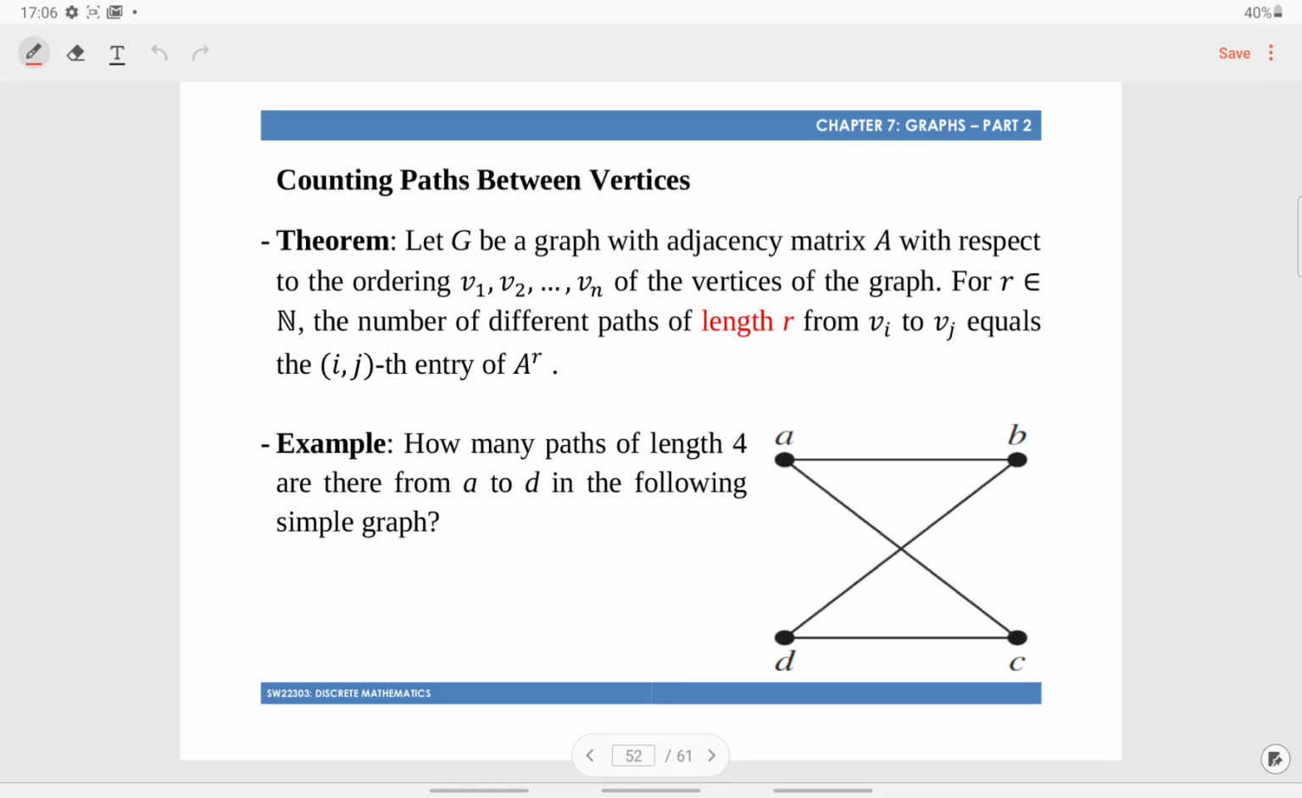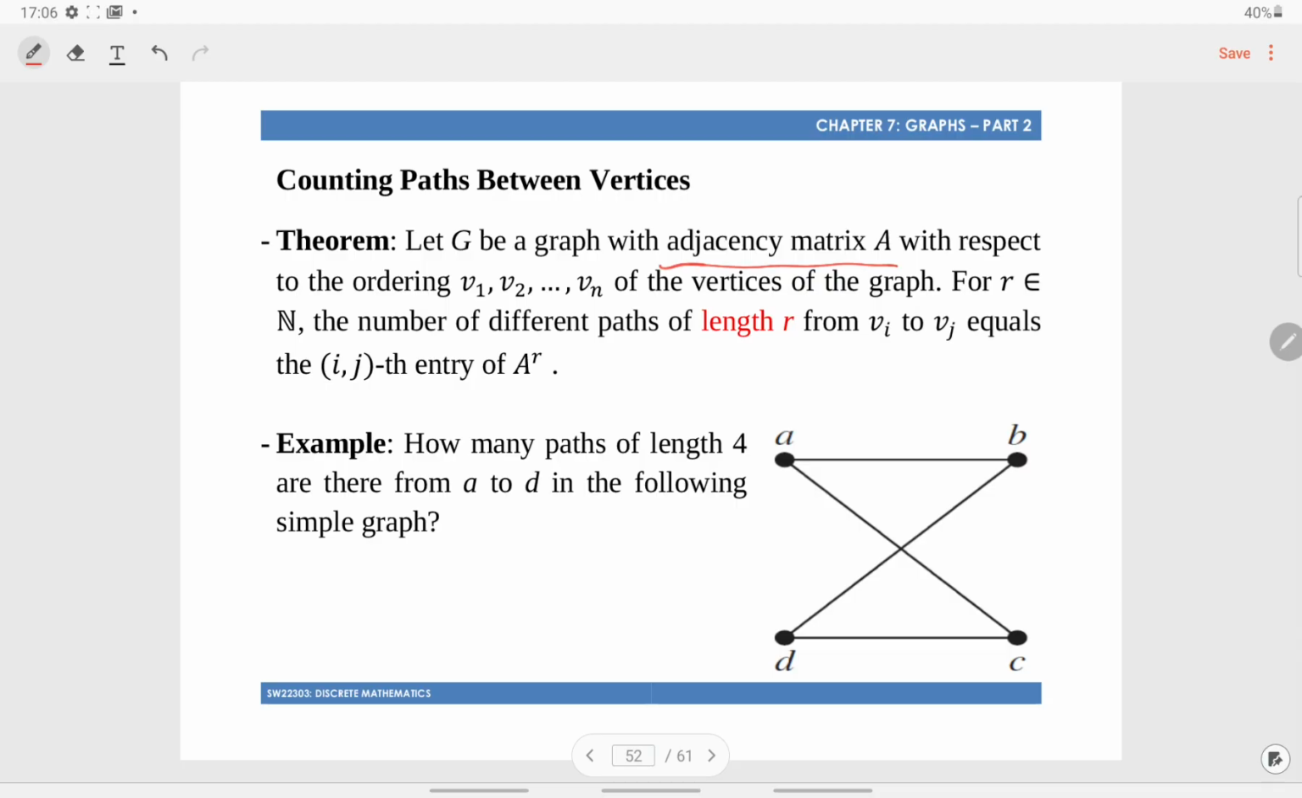Alright. Counting paths between vertices. How many paths can we form between vertices? Theorem. Let G be a graph with adjacency matrix A. Still remember the adjacency matrix? Okay. Let G be a graph with adjacency matrix A with respect to the ordering V1, V2, up to Vn of the vertices of the graph.